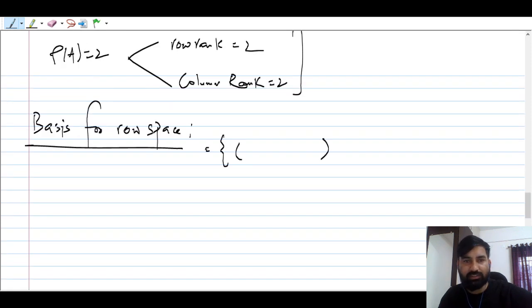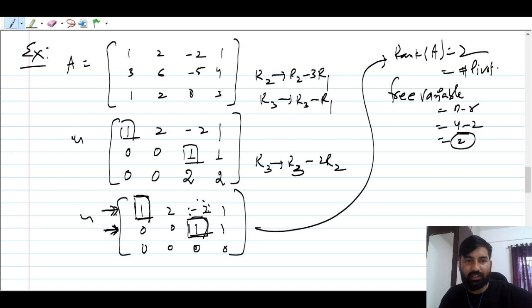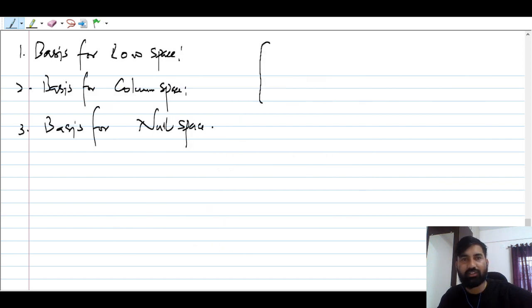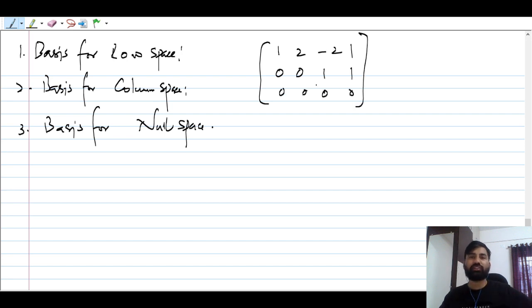What you can do here is take this as 1 2 minus 2 1, right? Here I'm writing 1 2 minus 2 1, and 0 0 1 1, and this is nothing but 0 0 0. What you can do here is apply back elimination.